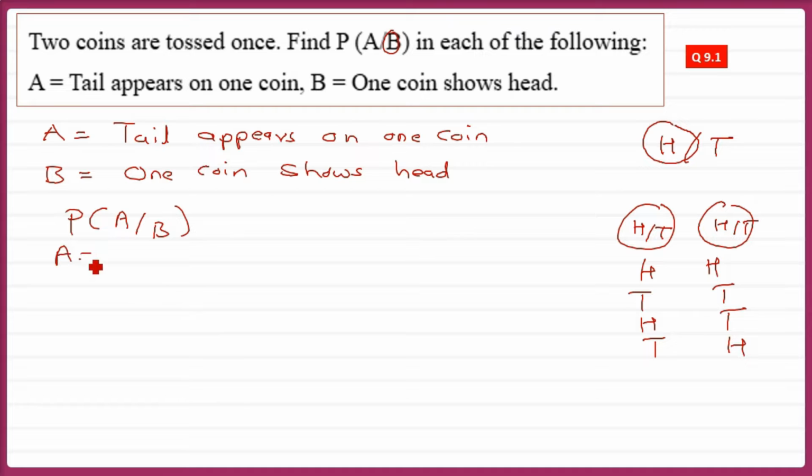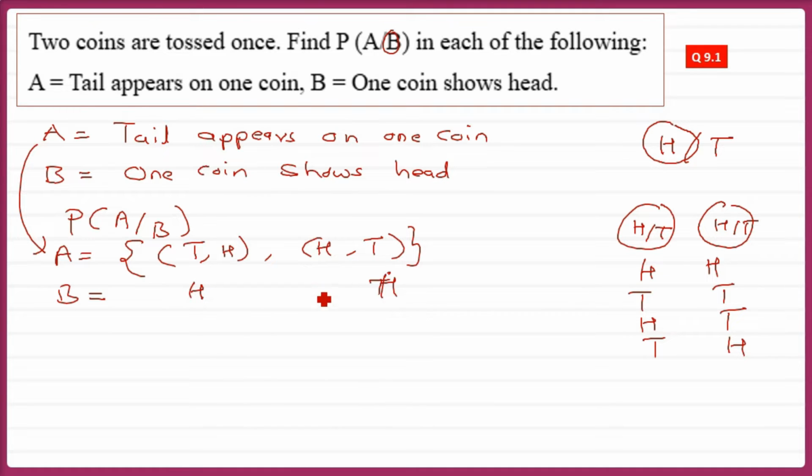So 4 combinations. The first event is: tail appears on one coin. So tail can appear first and tail can appear later also. One tail should appear, so we write: tail head and head tail. We fixed one as tail, the first one or the second one, and then inserted head. Now in the second event, one coin shows head. Again we are fixing head: first time head or second time head. These are all the possibilities here.